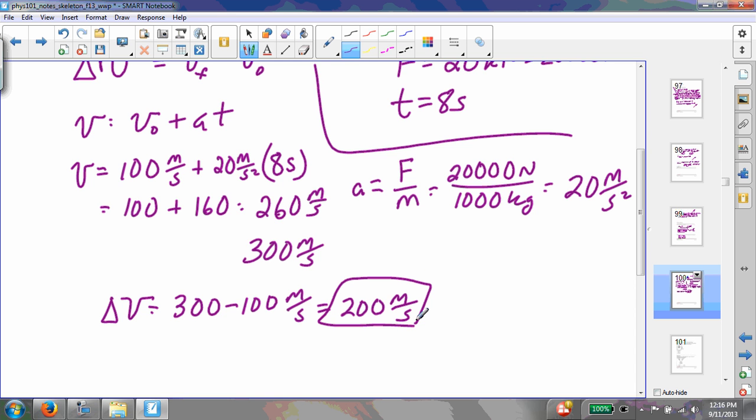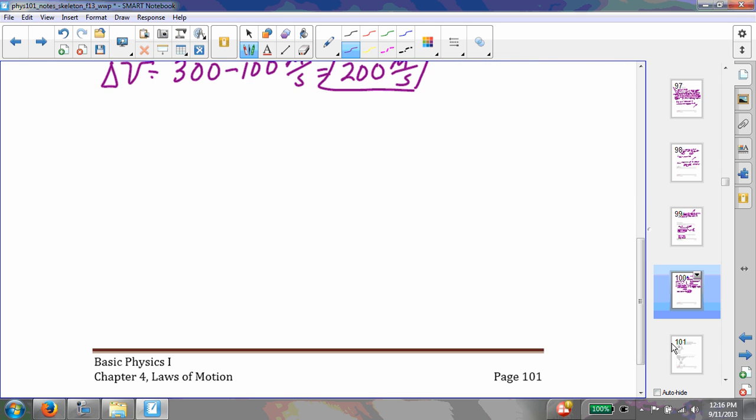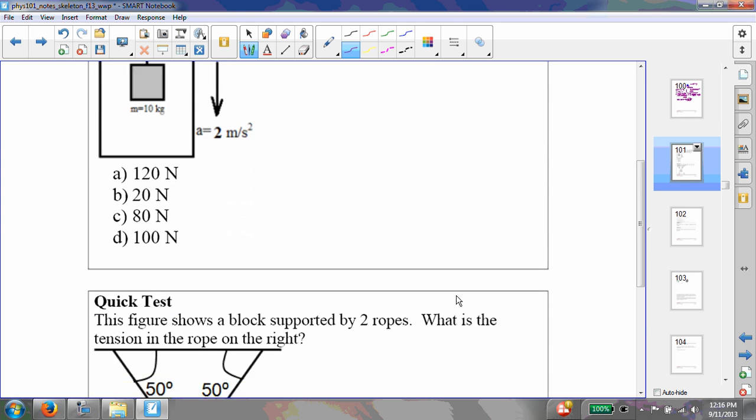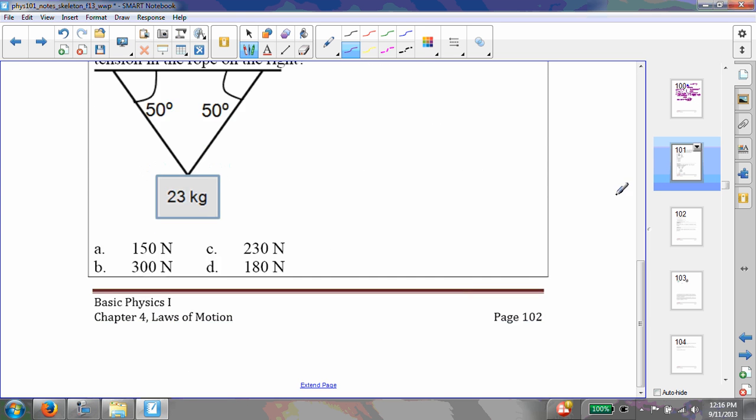All right, that's a basic kinematics Newton's laws problem. You should expect on the next exam to see that type of thing. Let's see, have a quick test question here. You can take that a little later, a couple of them actually.